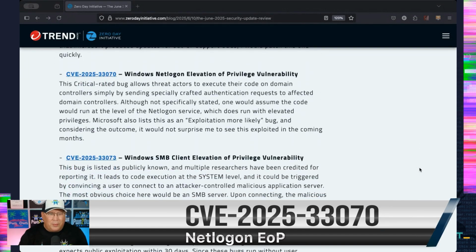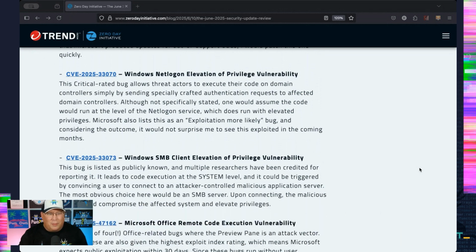It's a critical-rated bug, and this is not one that's listed as publicly known, but you could get code execution just by sending specially crafted authentication requests to affected domain controllers. Neat. And although not specifically stated, that code execution would happen at the level of the Netlogon service, obviously, since you're exploiting Netlogon.